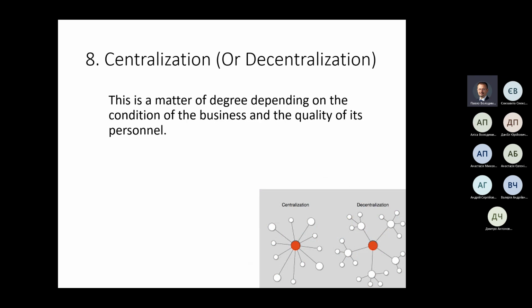Centralization or decentralization. Actually, any company, when creating an organizational structure, must choose a degree of centralization, and this degree is connected with the conditions of business. And we will speak about it during the discussion of the organizing function of management.